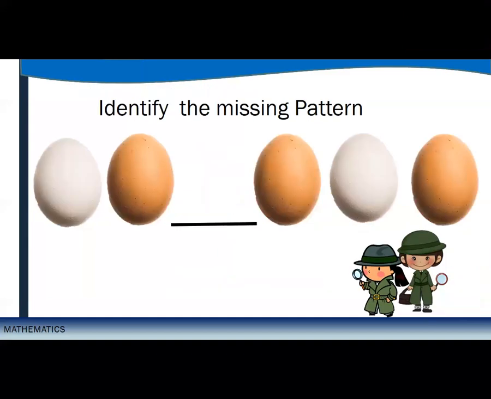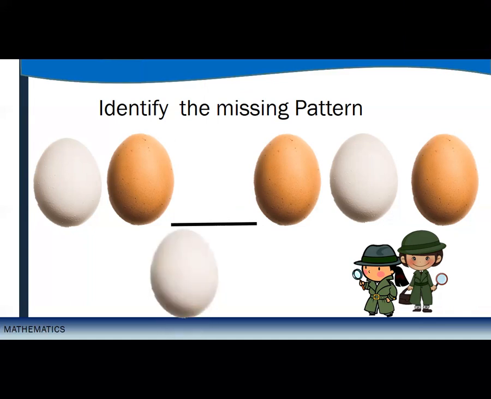And now for your second task. Identify the missing pattern that should go on this mystery line. First, I want you to look at the pattern and tell me what you notice, boys and girls. Wow. If you said you noticed that you have 1 white egg followed by 1 brown egg, and this is happening over and over, you are correct. So can you tell me what is missing from the pattern?